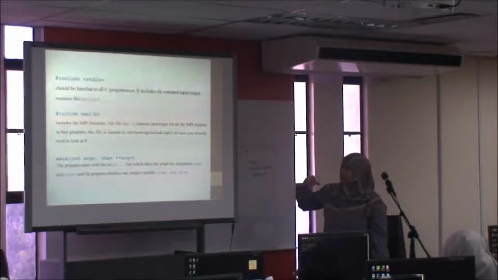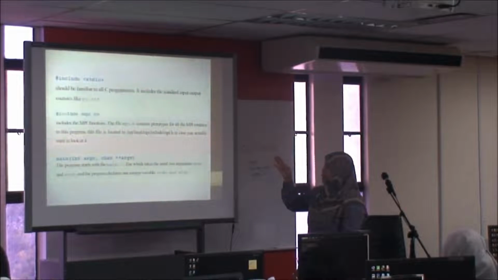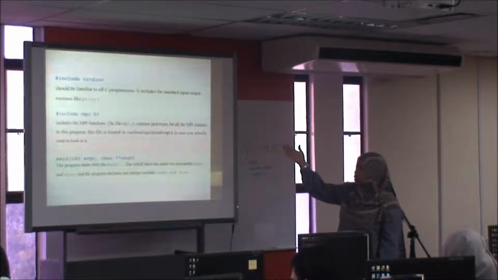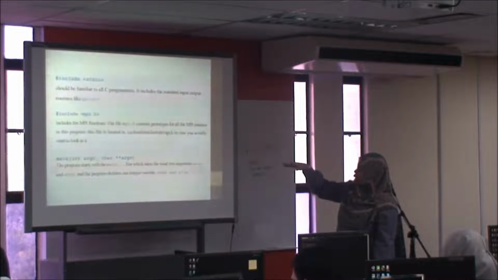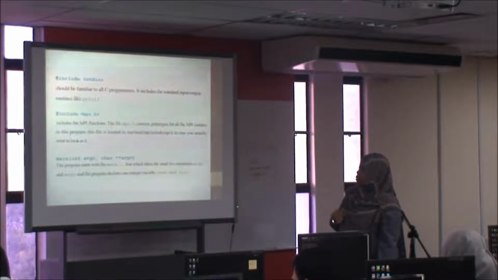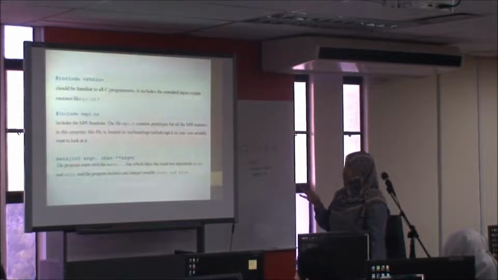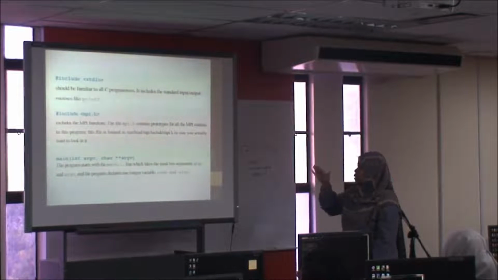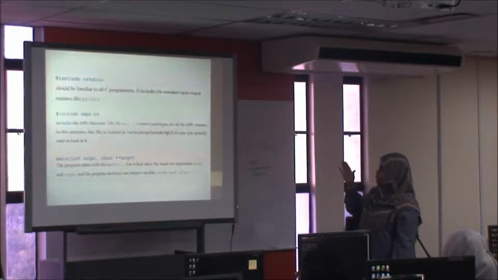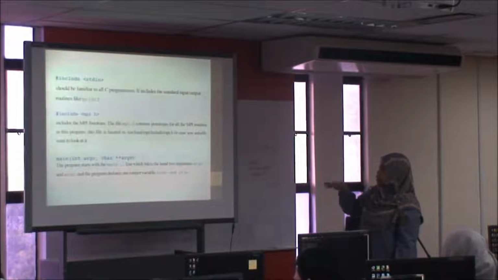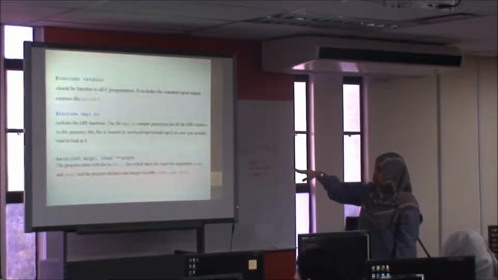Okay, now we go line by line. Input as standard input output, this is the C command program. And then MPI.h, include MPI.h, include the MPI function. So you must have this. The file MPI.h contains prototypes for all the MPI routines in this program. This file is located here if you want to have a look.